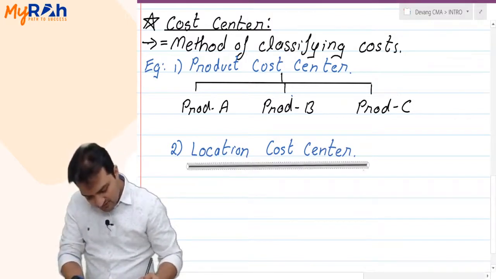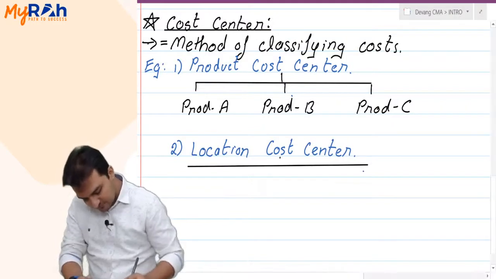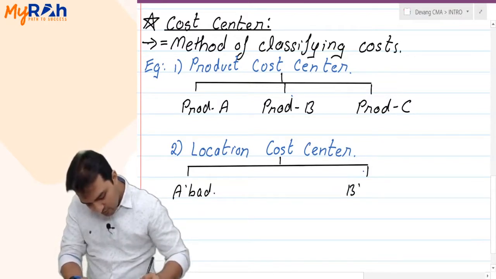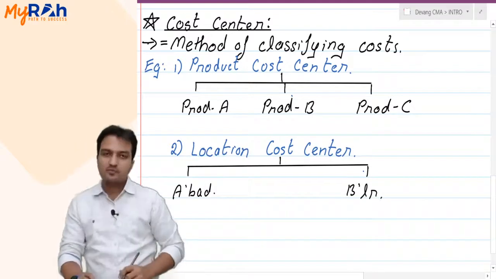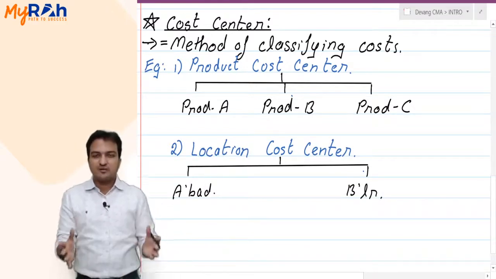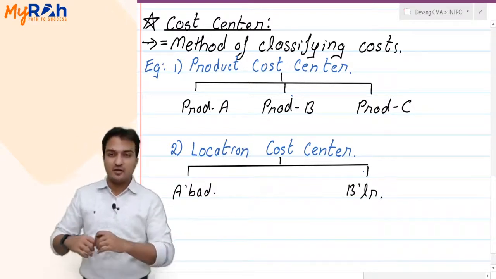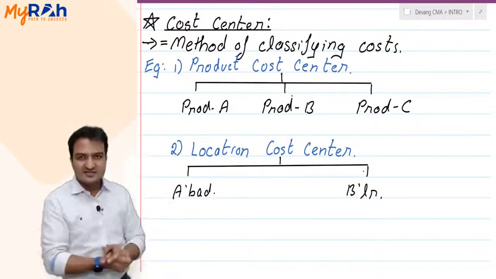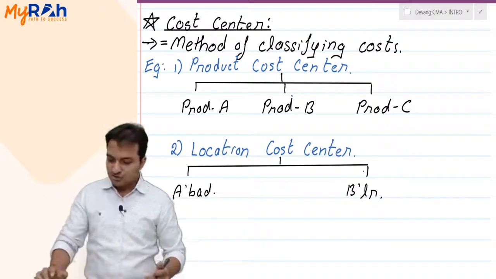Say my company has, for example, 2 branches. I have 1 branch in Ahmedabad and 1 branch in Bangalore. Then I might classify my costs location wise. I'll find total cost of Ahmedabad branch separately and I'll find total cost of Bangalore branch separately. That will be called as location cost center.